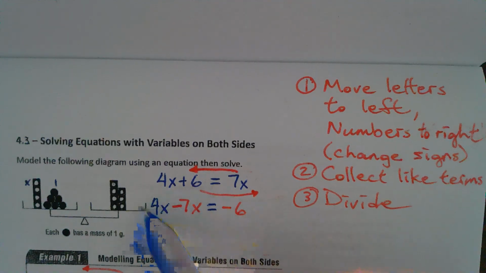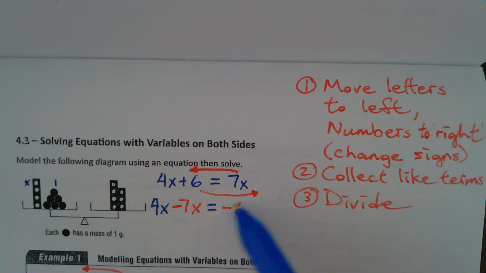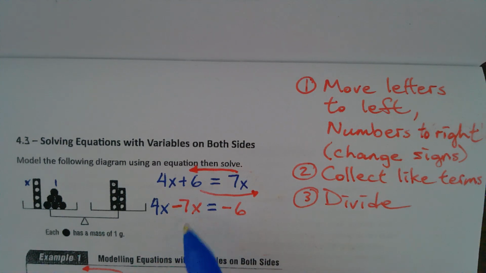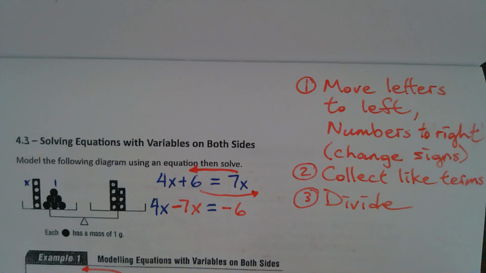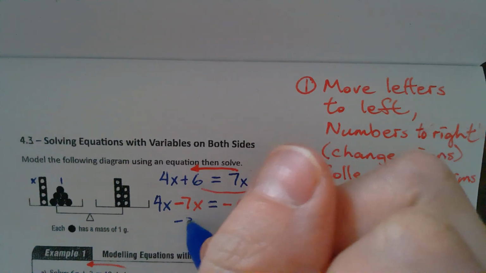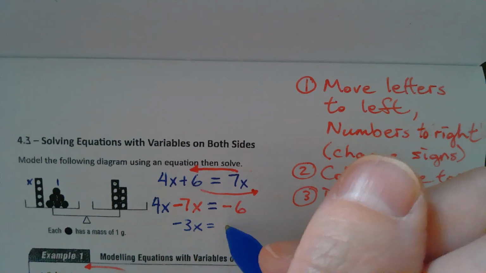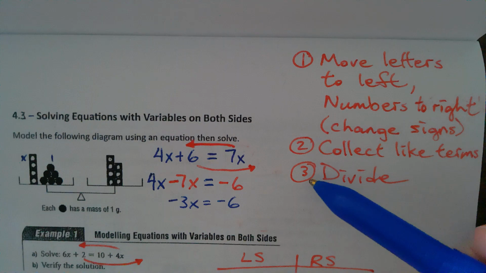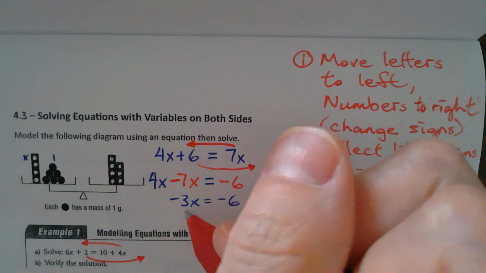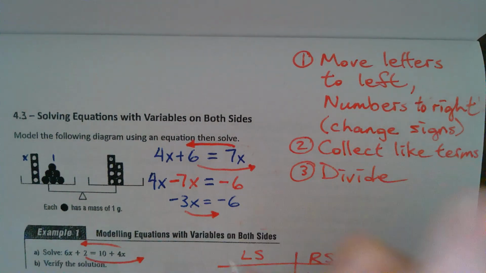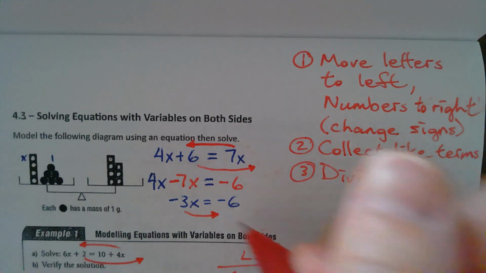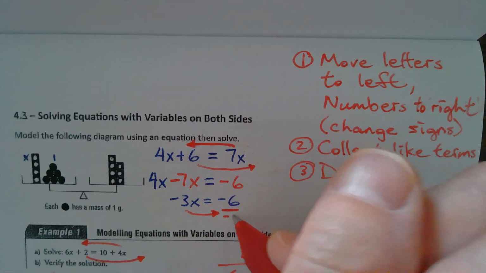Letters to the left, numbers to the right. Now, second step, collect like terms. So what is 4x minus 7x? Isabella? Good. And then right side, negative 6. Okay, and my last step is to divide. What am I dividing by? Kavya? Positive 3. Positive 3 or negative 3? Oh, negative 3.